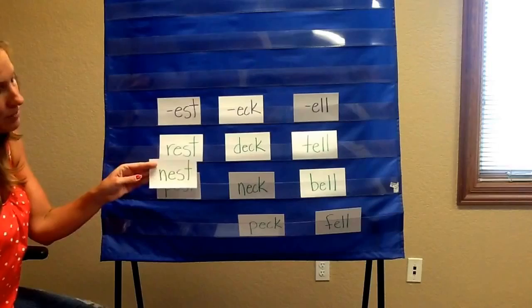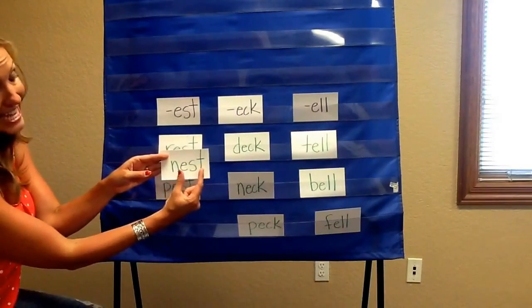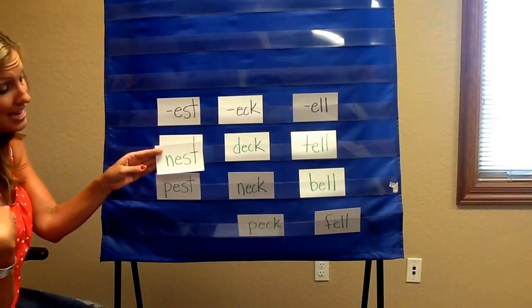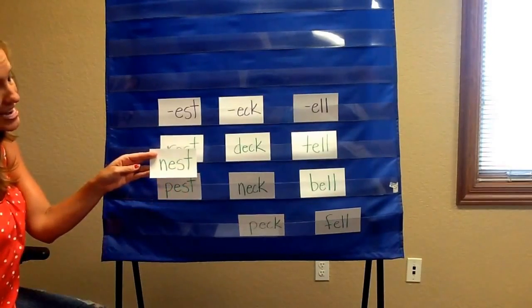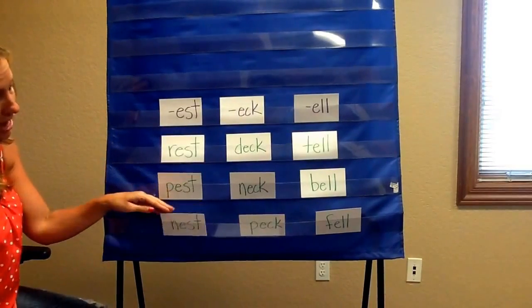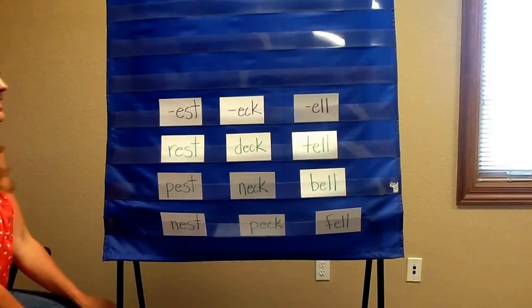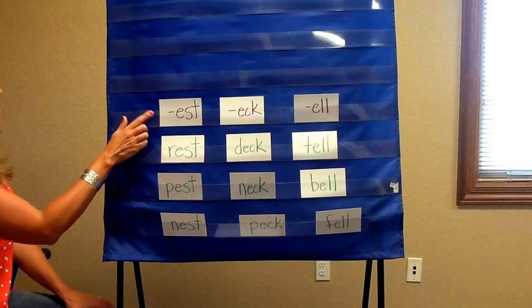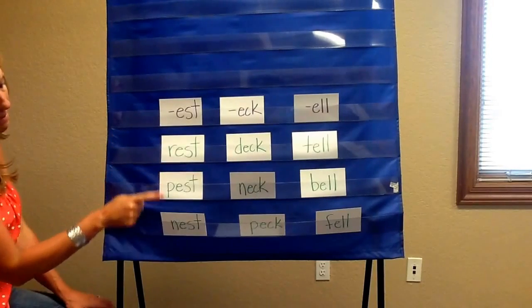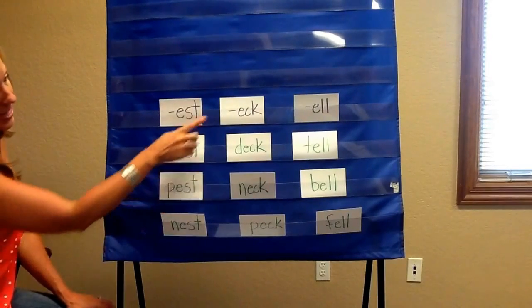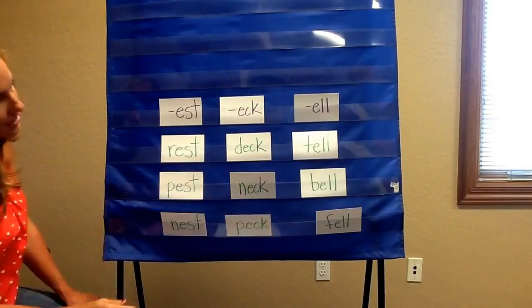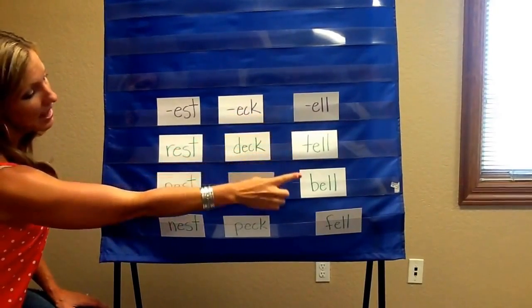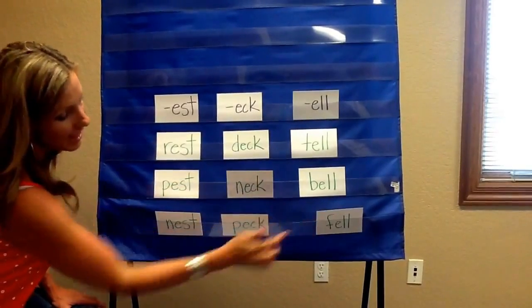This last word that I'm going to look for parts for has the est word pattern again. So I'm going to read it as est, nest, and I'm going to sort it under est. And then when I get done with my sort, I'm going to find a partner and read the words to them. Est, rest, pest, nest, eck, deck, neck, peck, ell, tell, bell, fell.